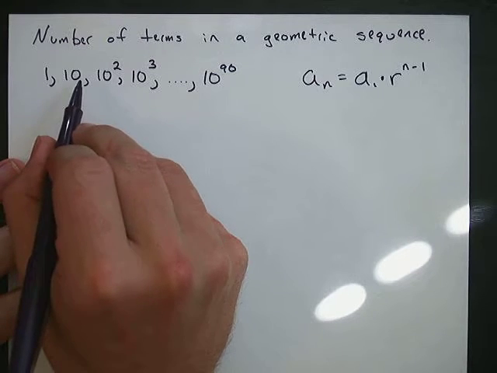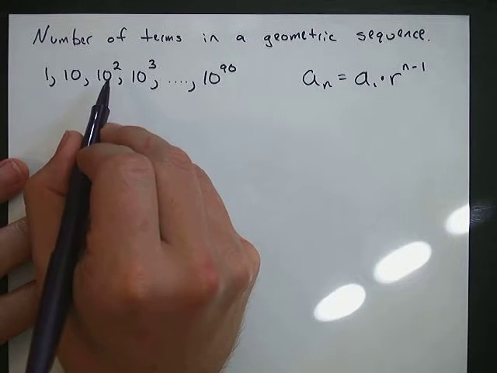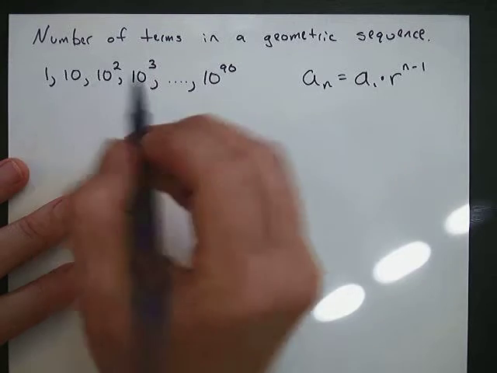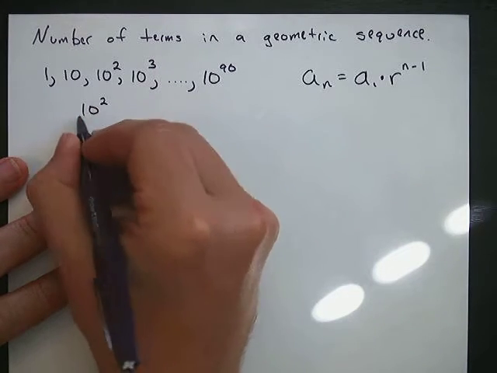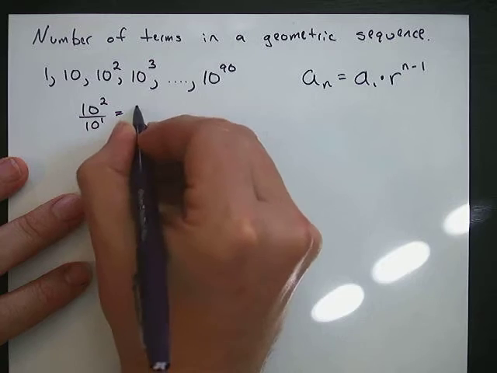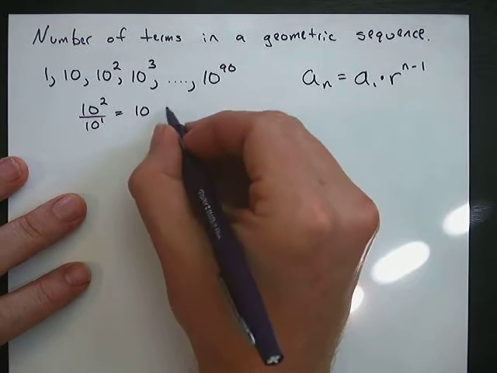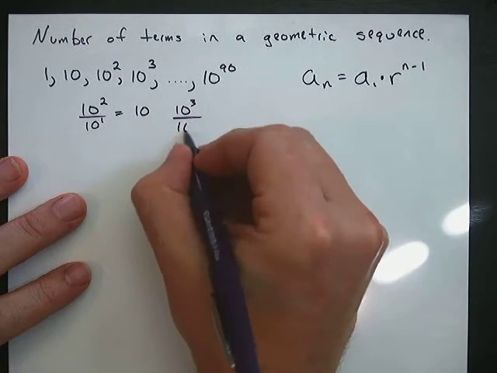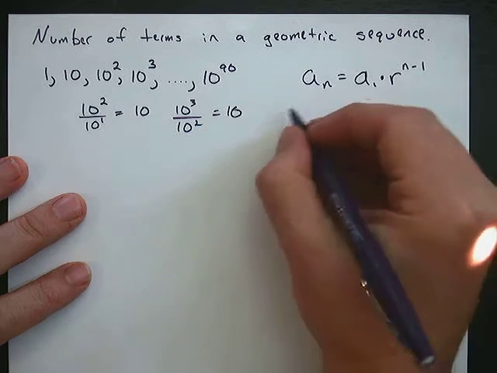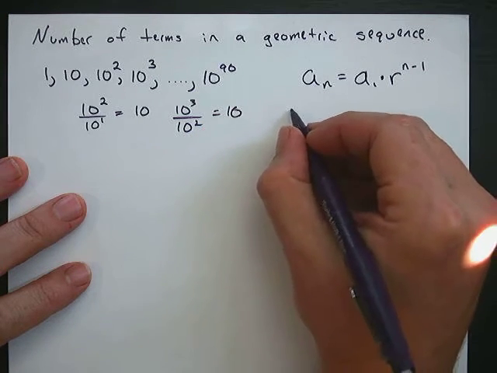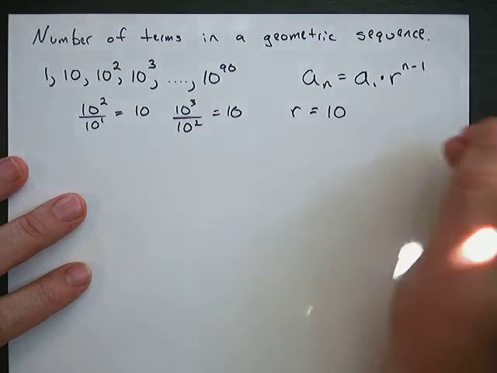Okay, what times 10 gives us 10 to the 2? Well, 10 times 10 gives us 10 to the 2. And you can also say 10 to the 2 divided by 10 to the 1 is equal to 10, or 10 to the 3 divided by 10 to the 2 is equal to 10. So that's our common ratio. r is equal to 10.